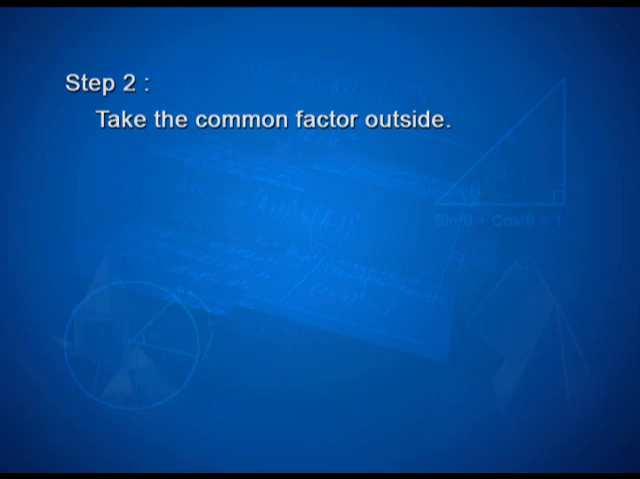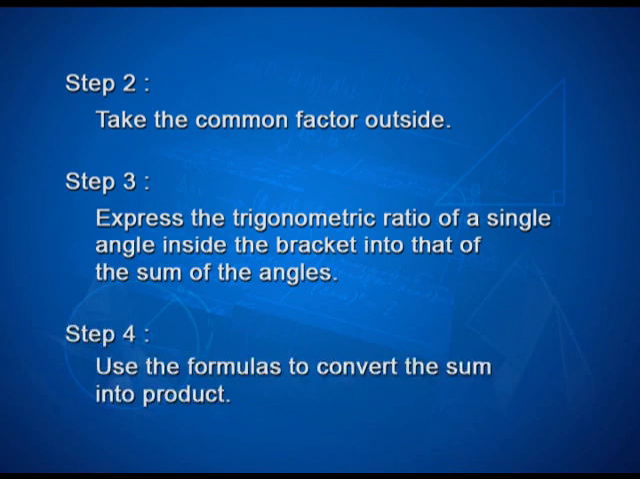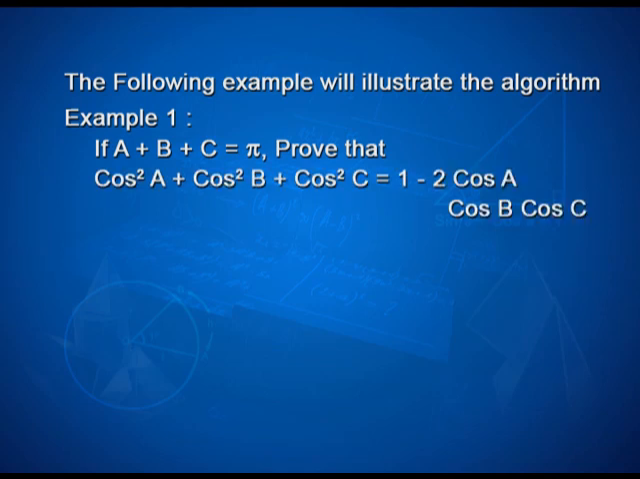In step 2, take the common factor outside. In step 3, express the trigonometric ratios of the single angle inside the bracket into that of the sum of the angles. In step 4, use the formula to convert the sum into product. The following example will illustrate the algorithm. If a plus b plus c is equal to pi, prove that cos square a plus cos square b plus cos square c is equal to 1 minus 2 cos A into cos B into cos C.